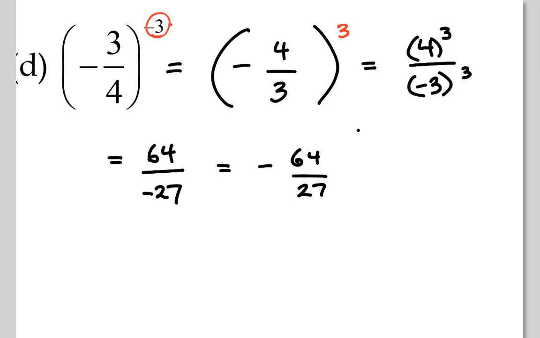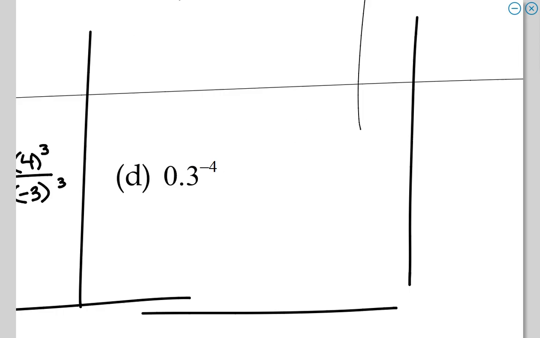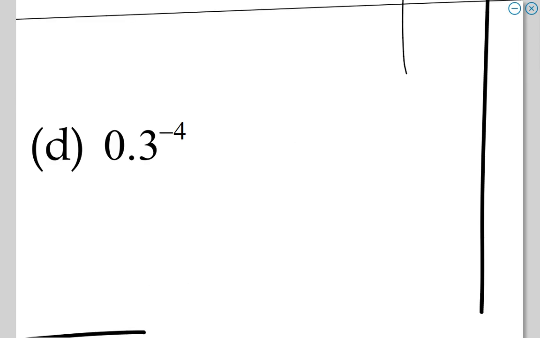Yeah. 64/27 is in lowest terms, so we don't have to do anything with that. Okay, now this one is just going to crush. This one's tough. Why is this one tough? Decimal, good. What position is the 3 in? The tenths, right?